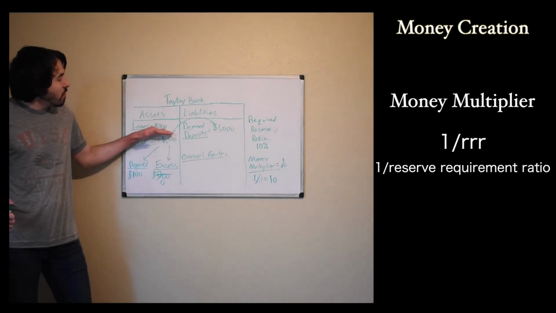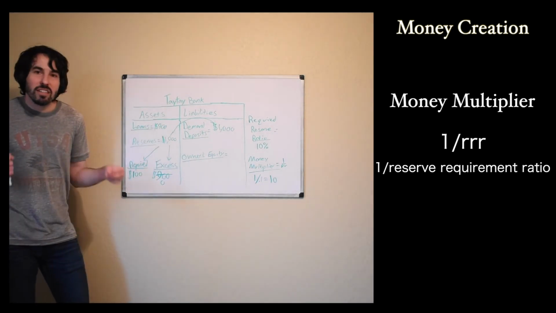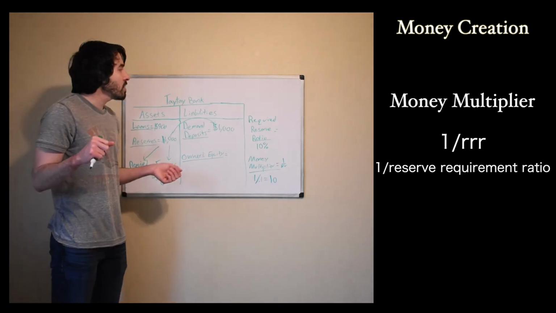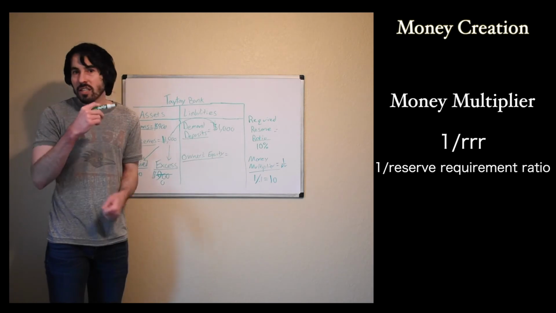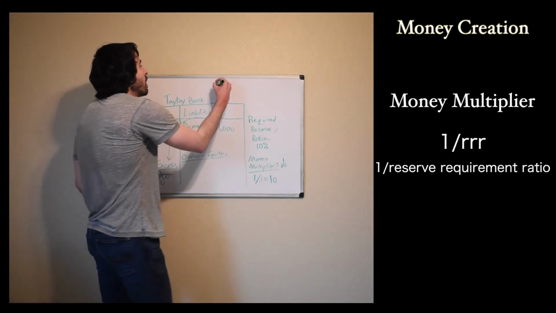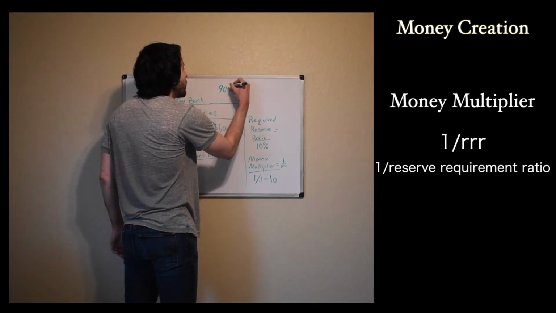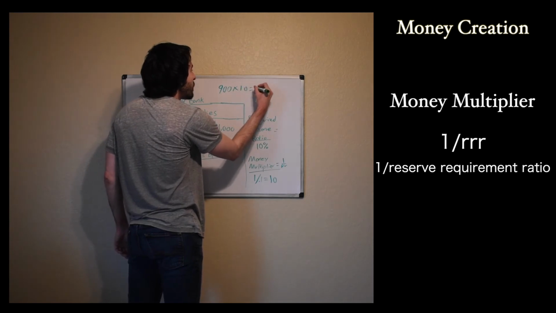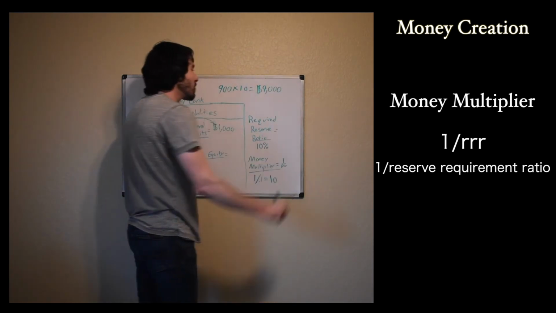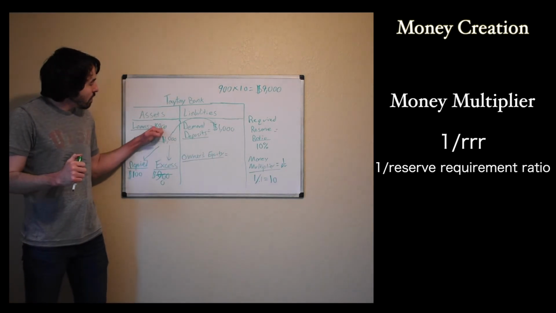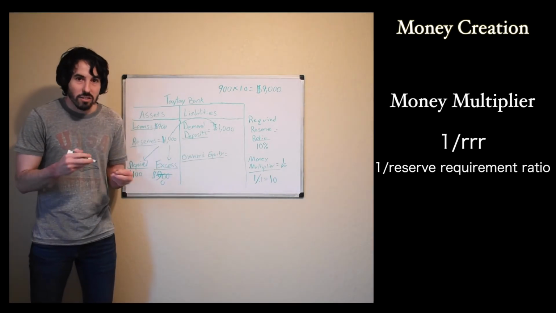So if Tay Bank loans out that initial $900 in loans, and all that money keeps ending back up in the bank and loaned out over and over again until every dollar is spoken for, well then we could have created up to 900 times 10, up to $9,000 just from this initial loan of $900.